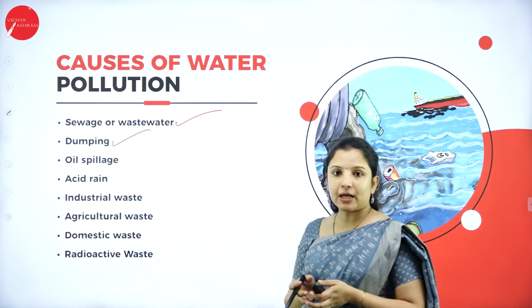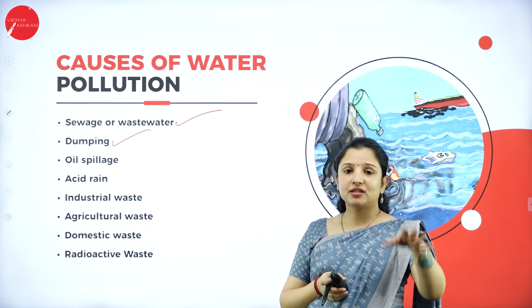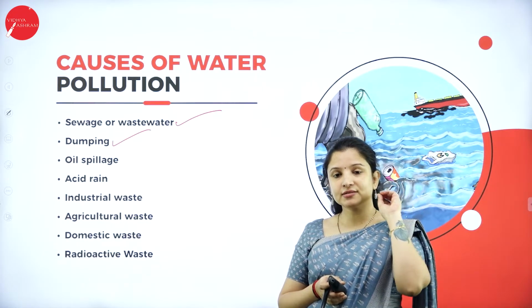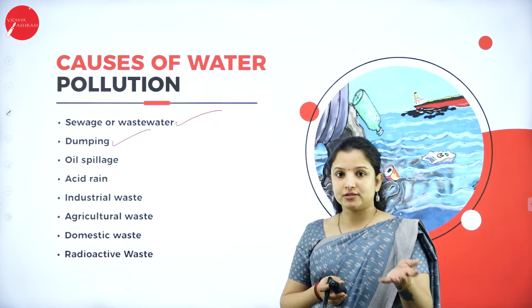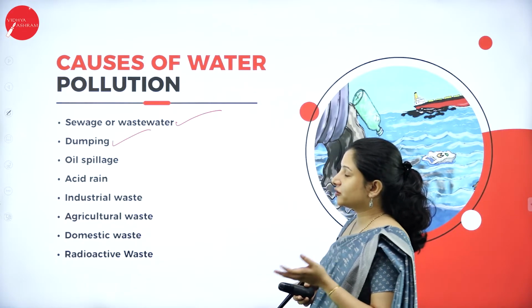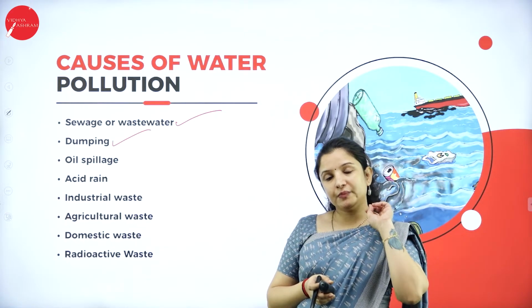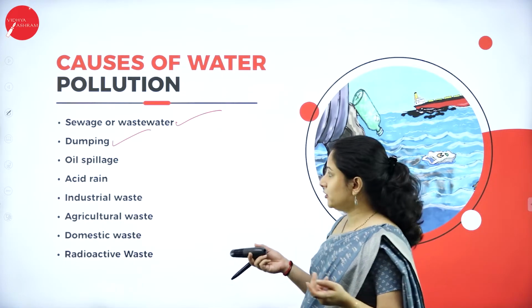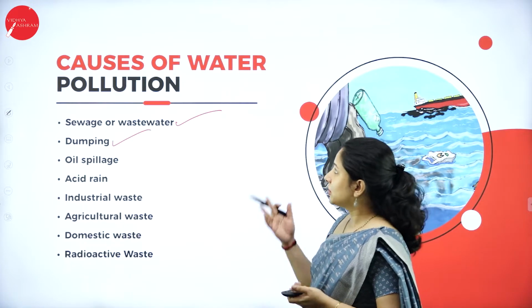Next is dumping. Be it a plastic bottle, anything will be just thrown into the oceans or seas, right? Because of dumping also, all the garbage will be dumped in the ocean, because that is the easy way of doing it. That is why people do it. So that also causes water pollution.